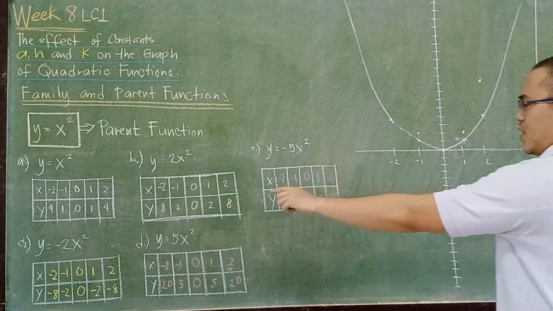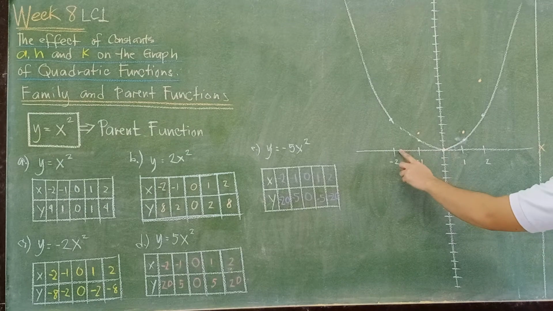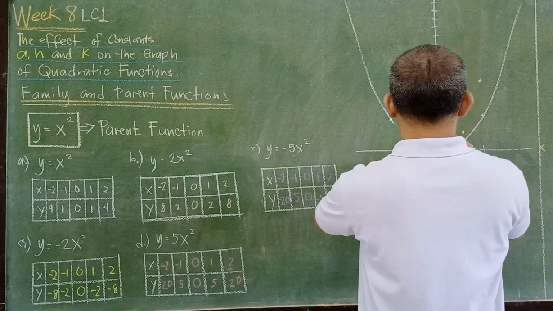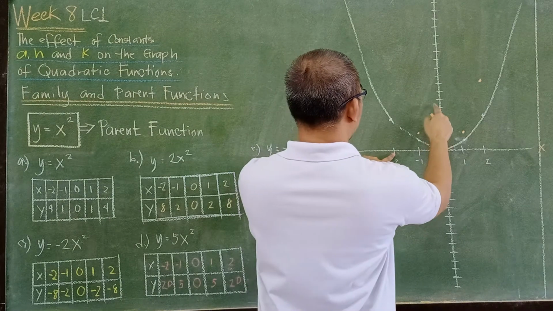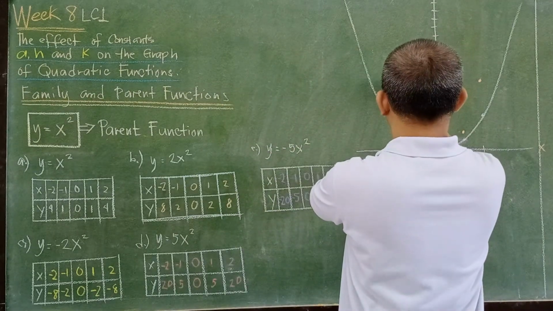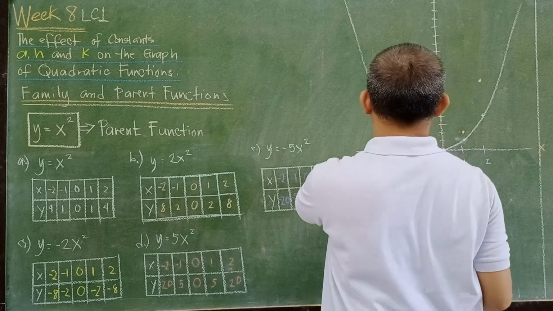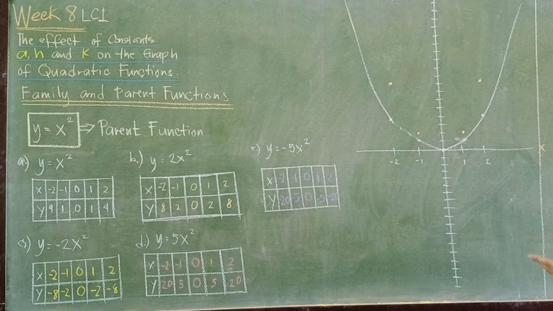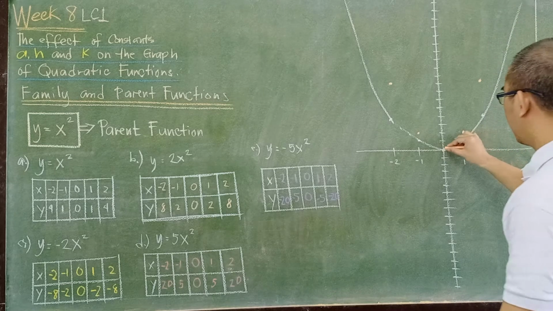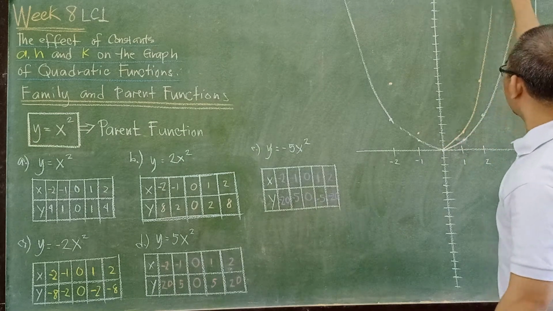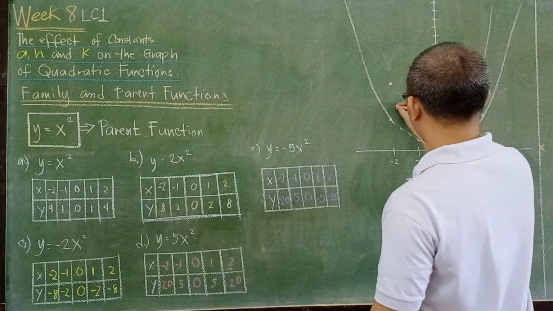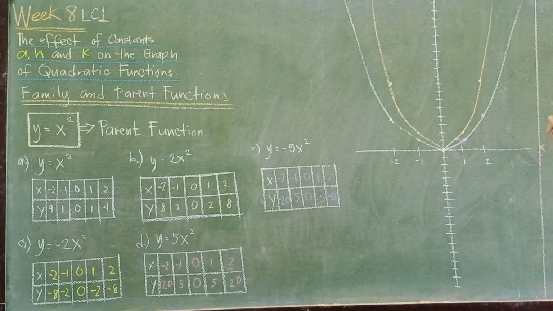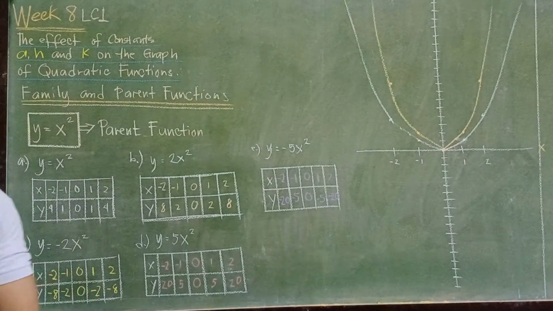Next, negative 2, 8. So negative 2, tapos 1, 2, 3, 4, 5, 6, 7, 8. Yan. So yung mga orange, kung nakikita ninyo yung kulay, ipag-connect natin. So you have this. Yan. So this will be yung letter B, this will be yung letter A. Next, yung C.